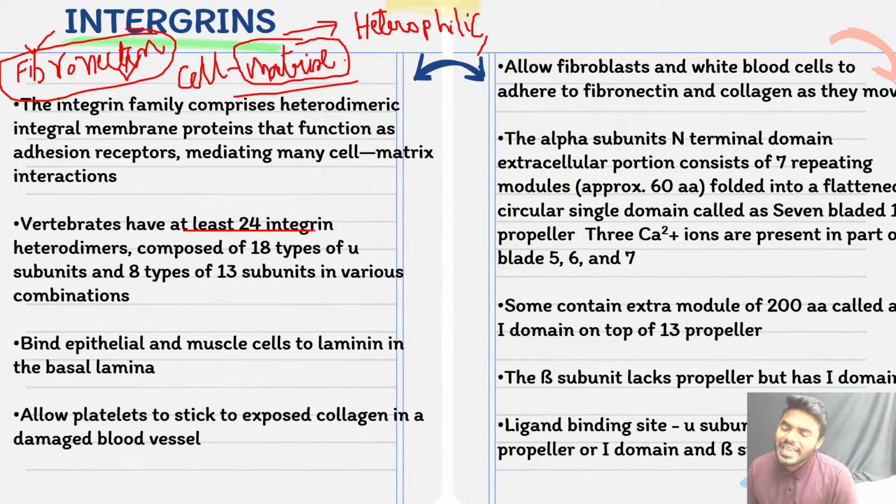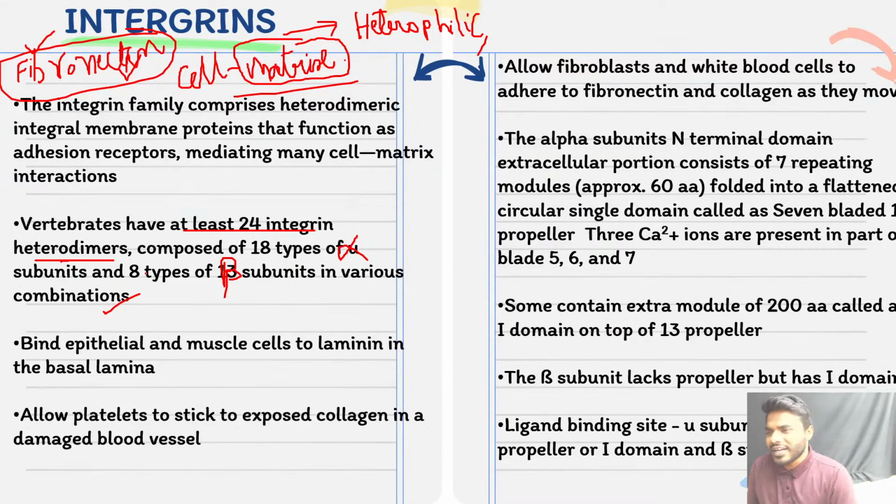Vertebrates have at least 24 integrin heterodimers, composed of alpha subunits and 8 types of beta subunits in various combinations. Don't get confused. What do you mean by that? It means every integrin molecule has an alpha subunit and a beta subunit in a variety of combinations.